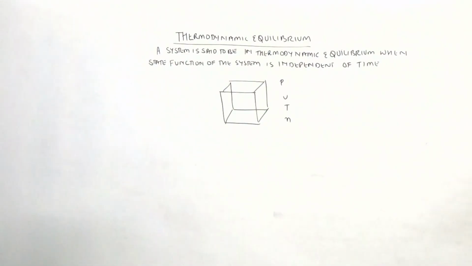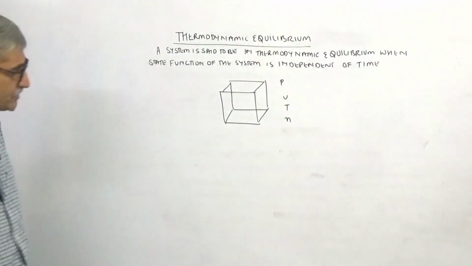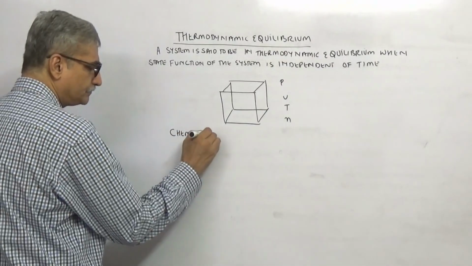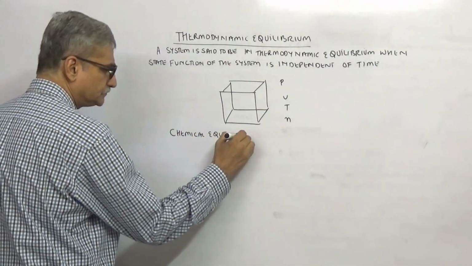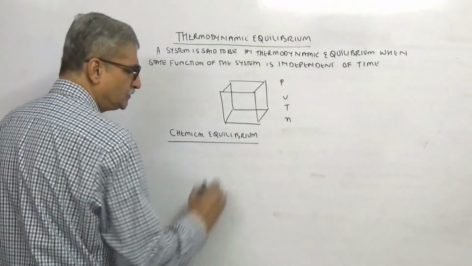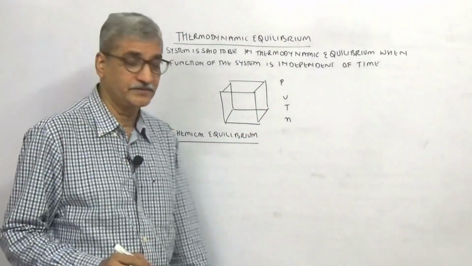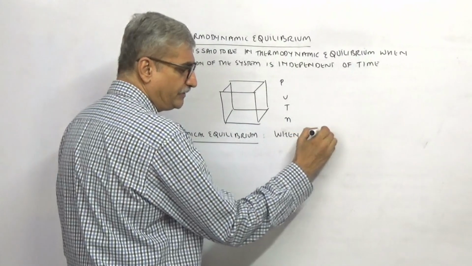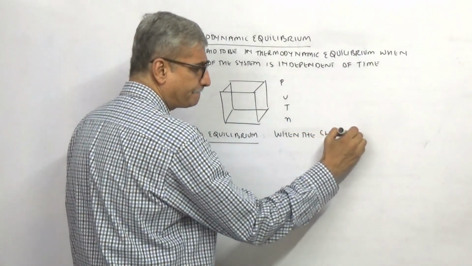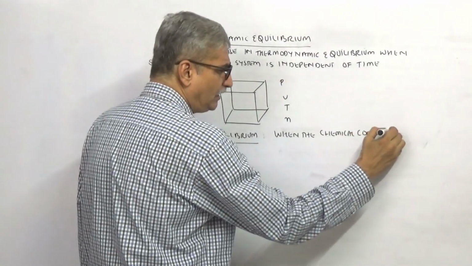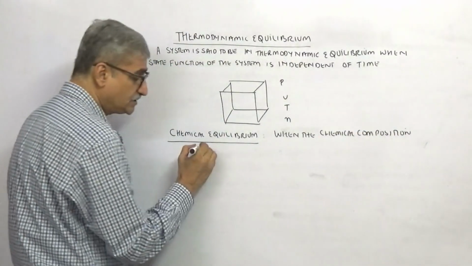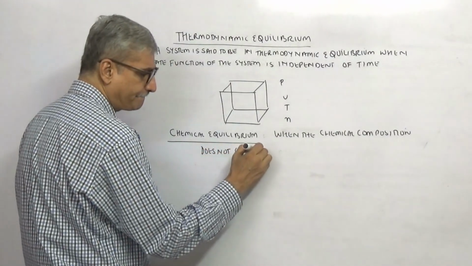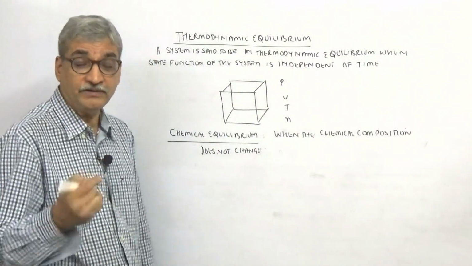One is called chemical equilibrium. So when do you say a system is in chemical equilibrium? A system is in chemical equilibrium when the chemical composition does not undergo change. I'll give you an example.